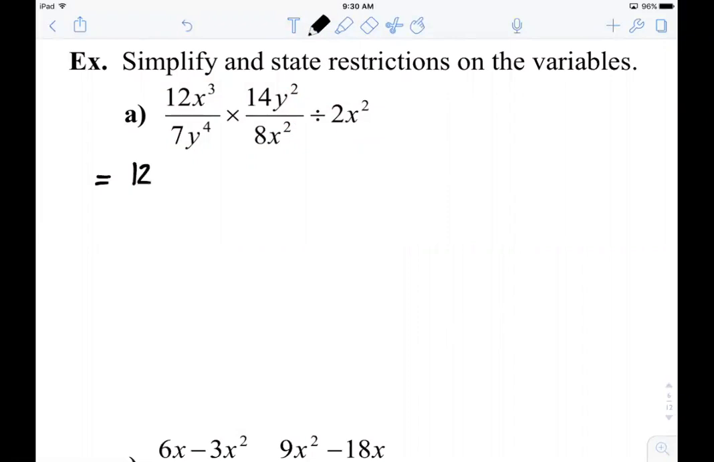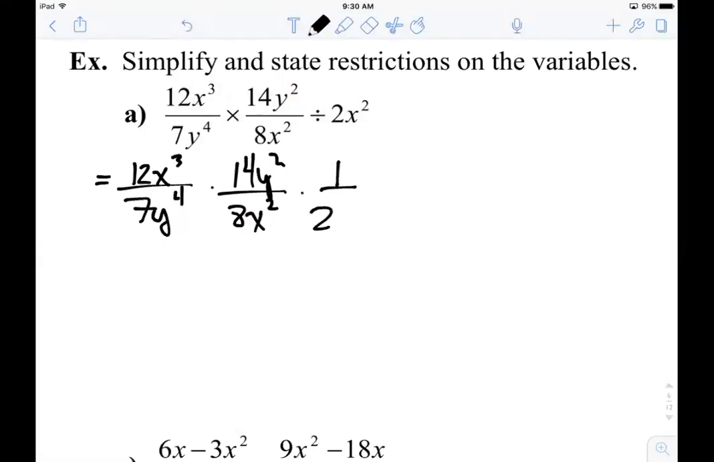So I have 12x cubed over 7y to the fourth, times 14y squared over 8x squared. And now I'm going to say it's times 1 over 2x squared. So I'm multiplying by the reciprocal to make this into a multiplication statement. A full product, essentially, is what I'm looking at here. And now, let's look at any places we can reduce.